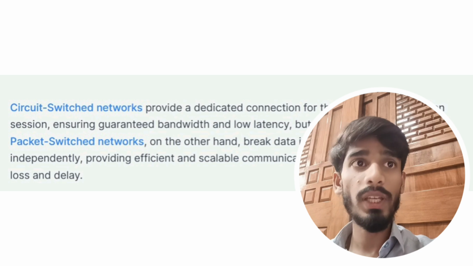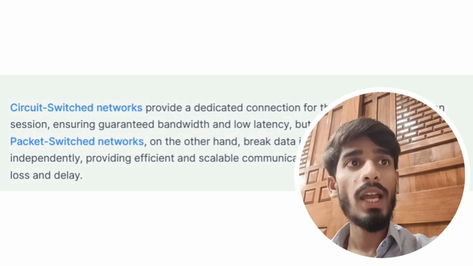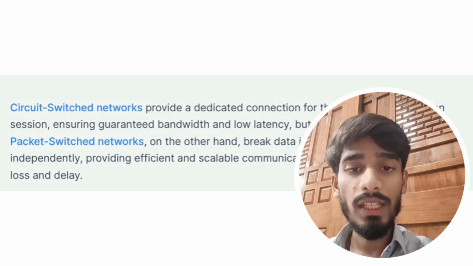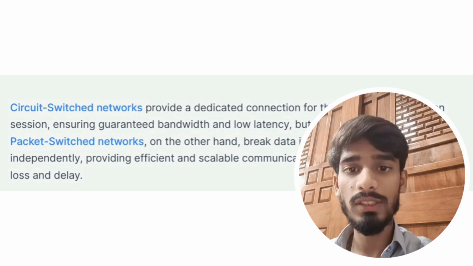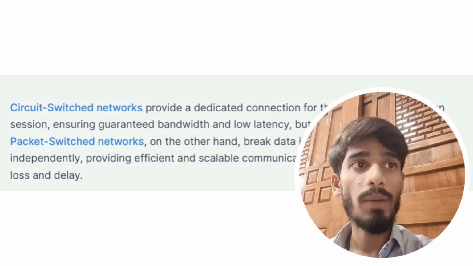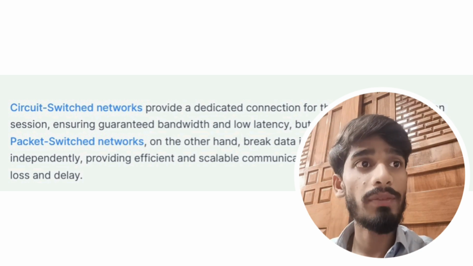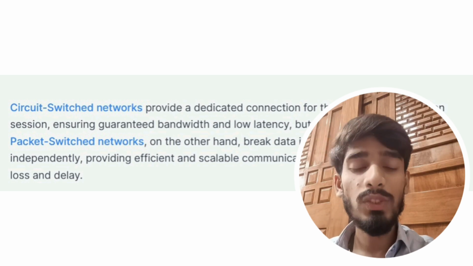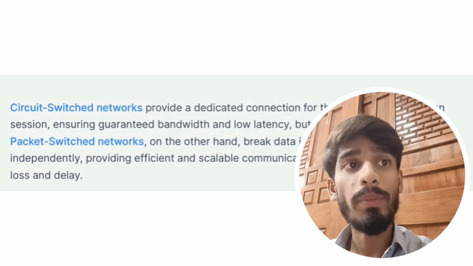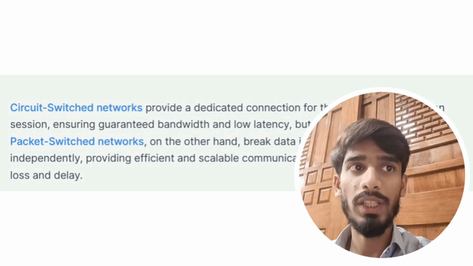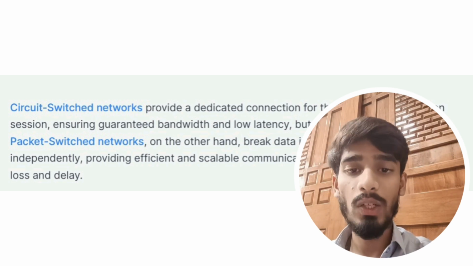Next we are going to compare circuit switched networks and packet switched networks. Circuit switched networks provide a dedicated connection for the entire communication session, ensuring guaranteed bandwidth and low latency, but are inefficient and inflexible. Whereas packet switched networks, on the other hand, break data into packets and transmit them independently, providing efficient and scalable communication, but with potential packet loss and delay.